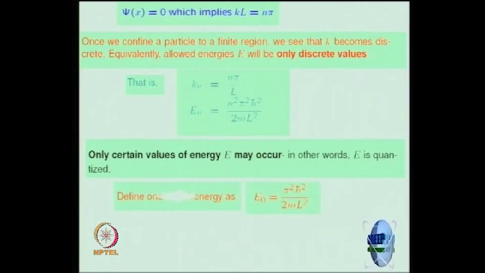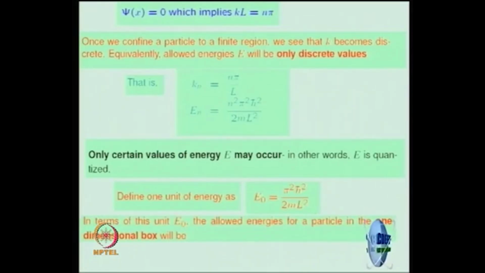Okay. So you can put in these quanta, just like the Planck way of writing. You can define one unit of quanta to be pi squared h cross squared by 2mL squared. And then you can rewrite all the allowed energies for a particle in a one-dimensional box as n squared E naught. So E n is now discretized with quanta n squared multiplying E naught.